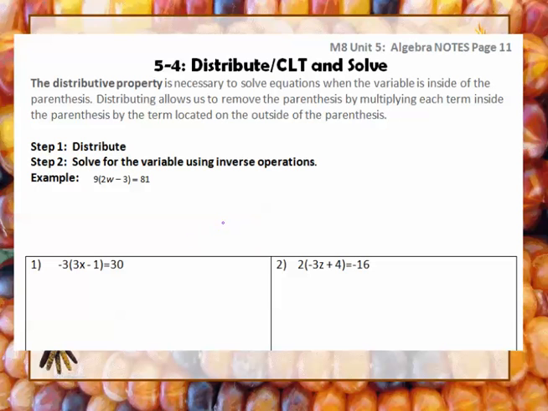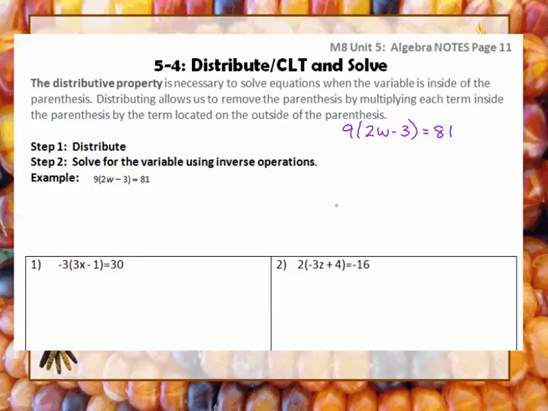So remember, we always ask ourselves first, do we have anything to distribute? Then do we have anything to combine like terms? And we're going to ask ourselves those two same questions today with our lesson. So if we look at the first example, and I'm going to rewrite it over here so I have a little bit more room to write. 9 times (2w minus 3) equals 81.